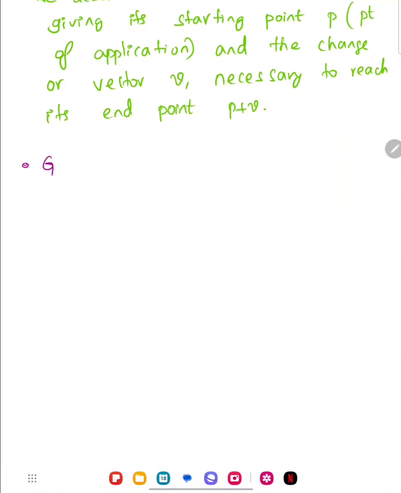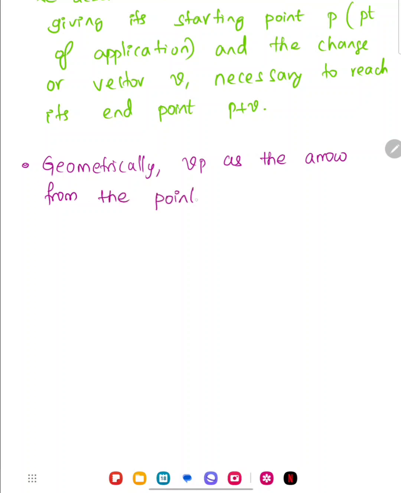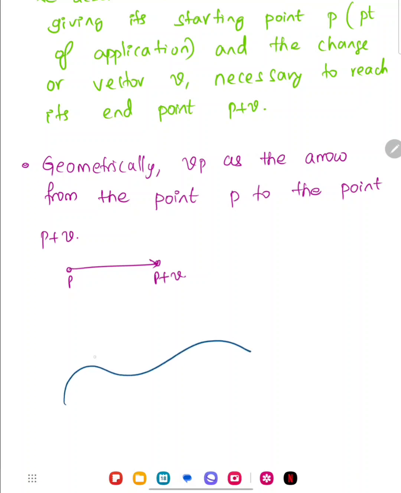So geometrically we can say that VP is the arrow from the point P to the point P plus V, that is, the direction of the vector is from the point P to point P plus V. So if I draw this for a curve, and this is a point P, the point of application, the tangent vector is from P to P plus V. So that is denoted by VP.